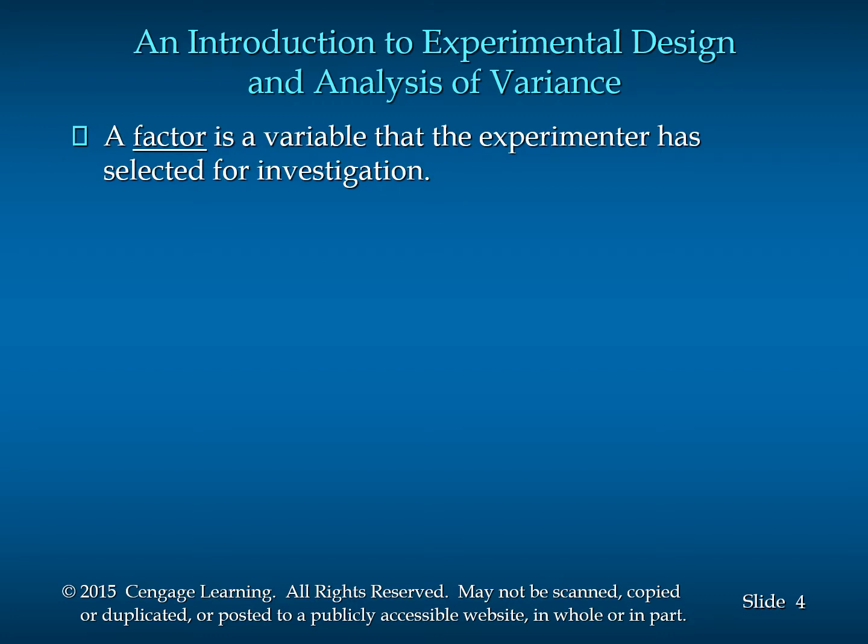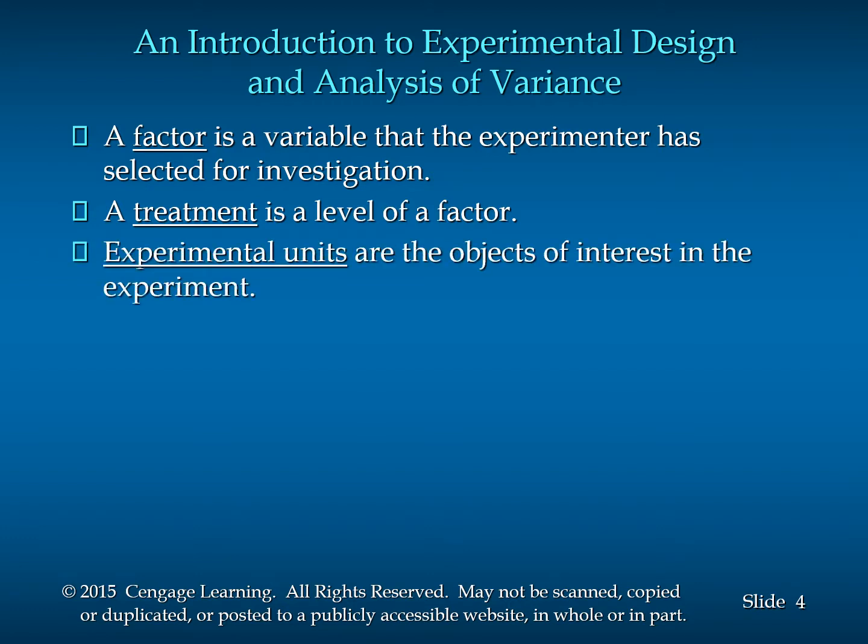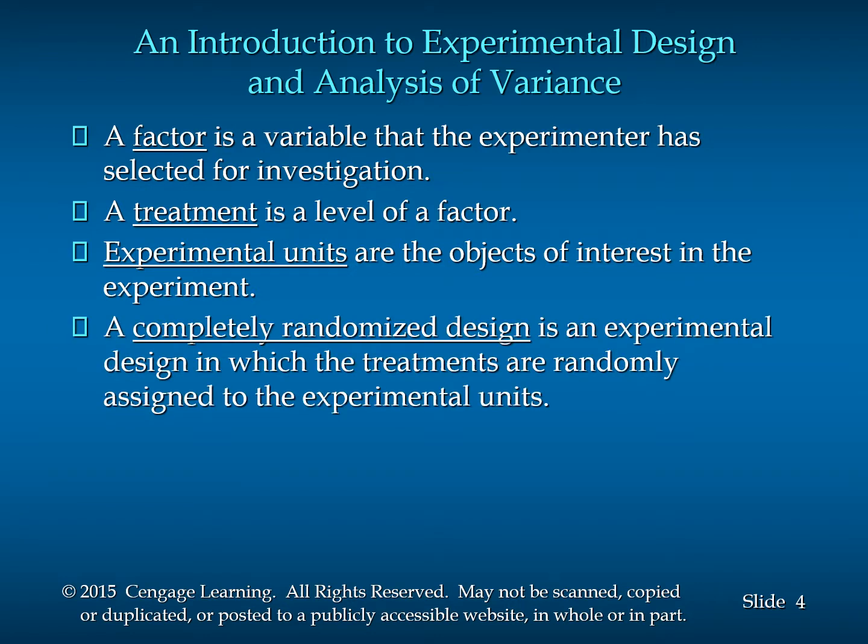Now for some definitions. A factor. In an experiment, a factor is the variable we want to investigate. A treatment is a level of that factor. Experimental units are the objects of interest, and ideally we'll use a randomized design in a study.